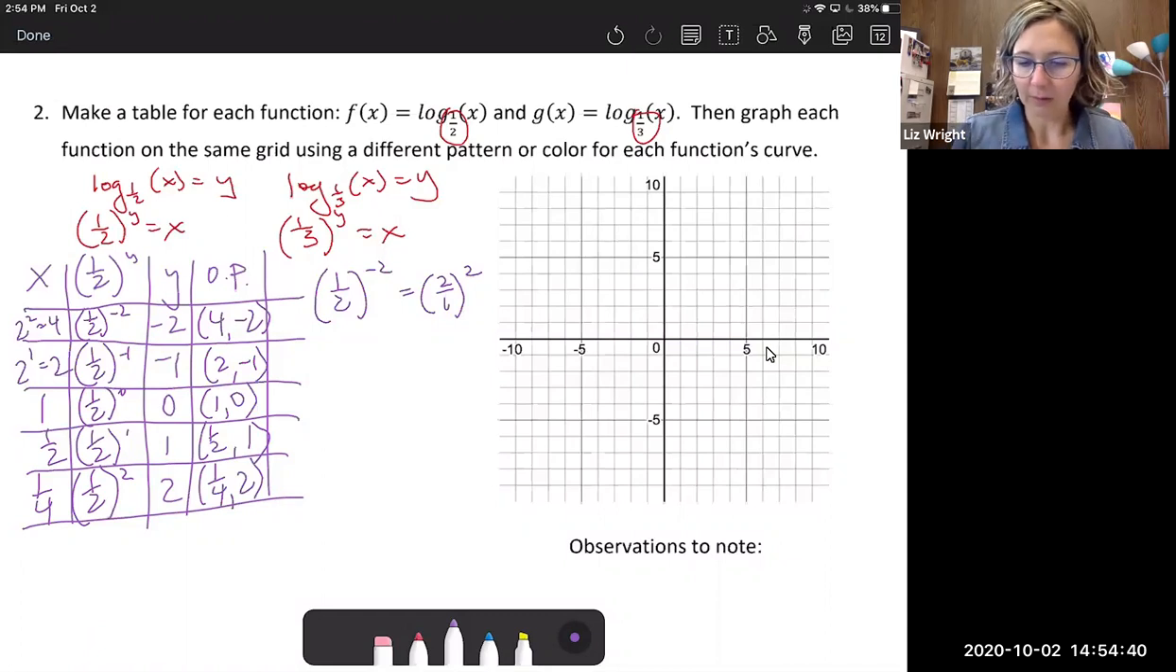So now let's go graph those. So I've got 4, -2. So 1, 2, 3, 4, -2. And then 2, -1. And then 1, 0. And then 1/2, 1. And 1/4, 2. All right, I think that's good for that. So let me draw my grid. It's going to look something like that. What else? Let's try our next one.